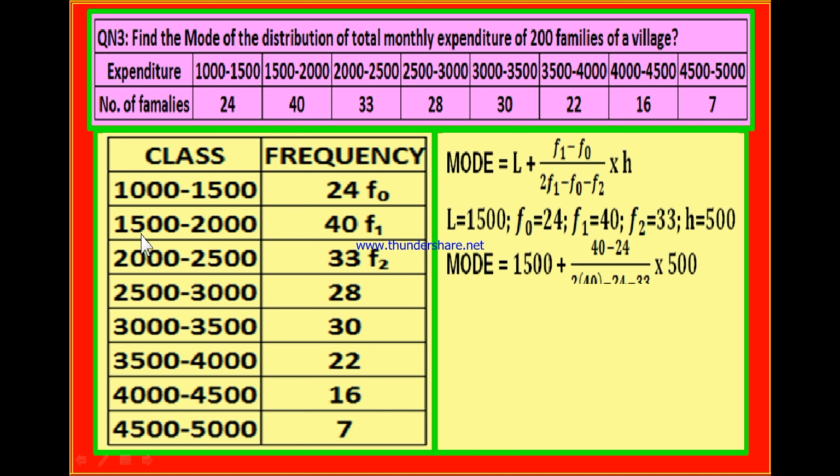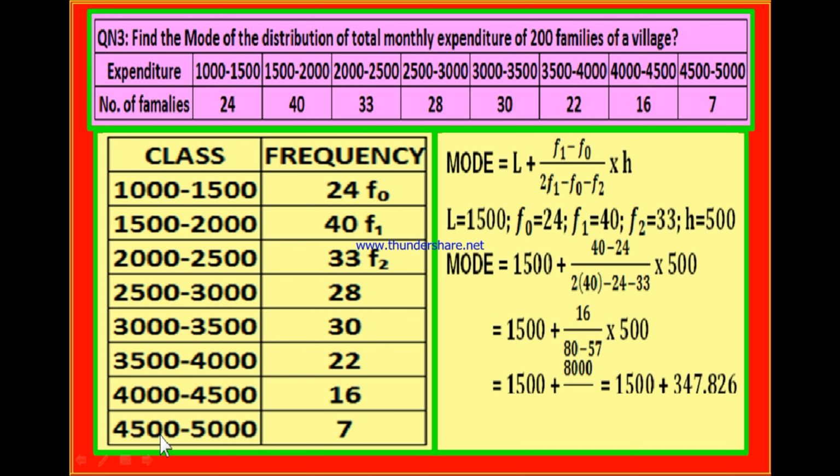Here what is L value? L value we learned already, this is 1500. F0 is 0. F1 is 40 and F2 is 33, and H, height of the class. What is the difference between any two successive lower boundaries or any two successive upper boundaries?